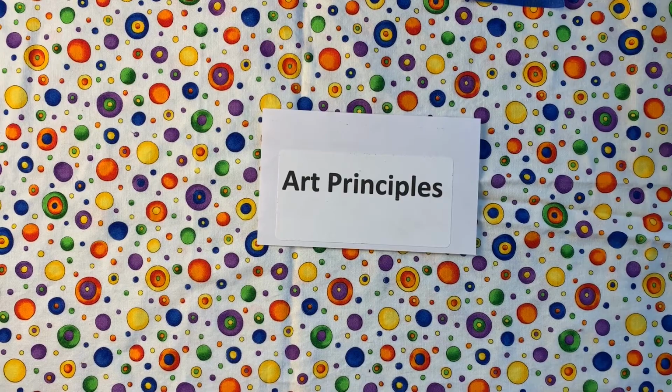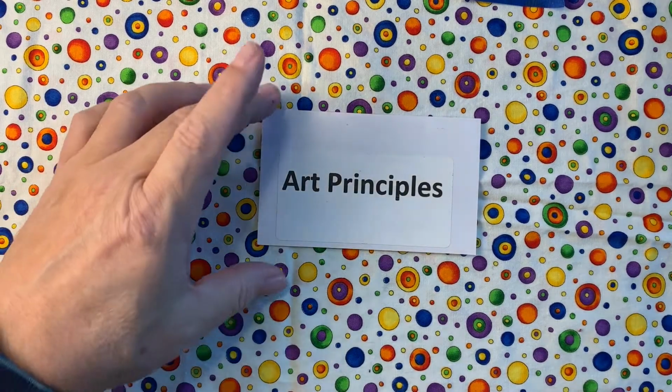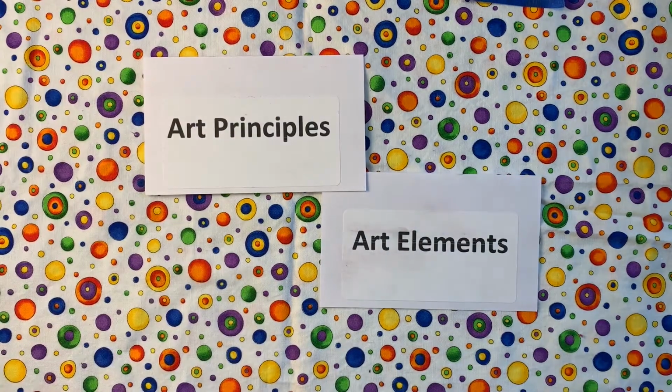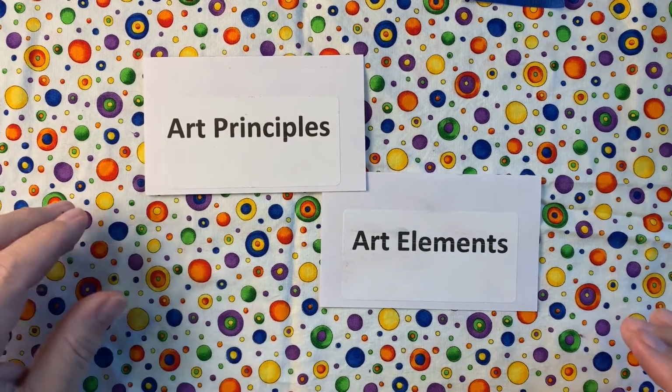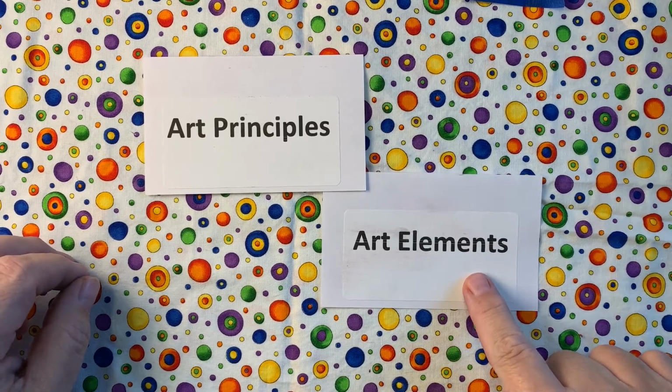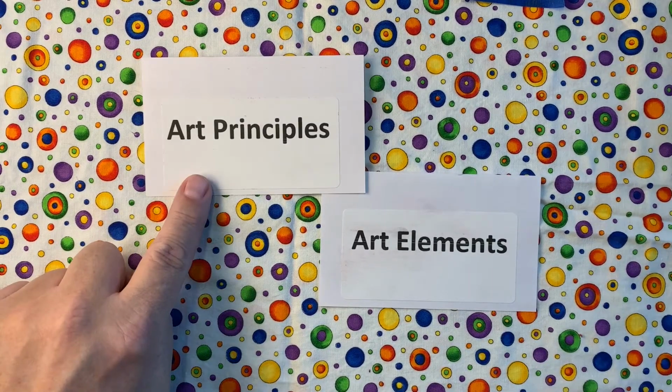Today we're going to review the art principles. The art principles are the way that we organize the art elements. And this is how we create works of art, by manipulating the art elements to create artwork through these art principles.